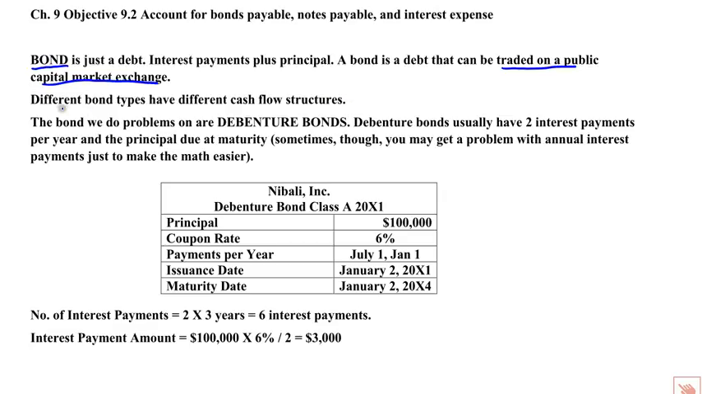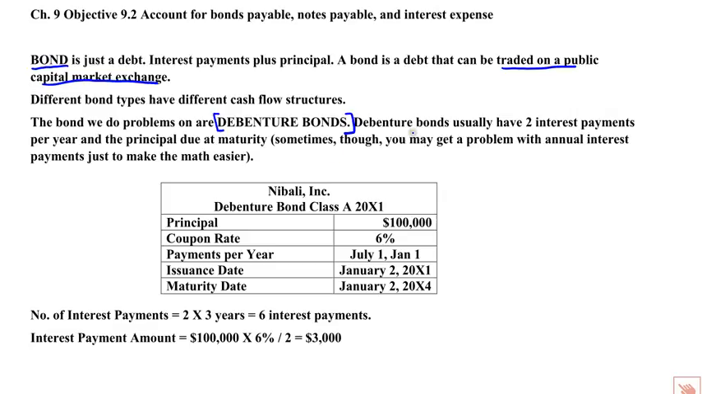Now, you may hear of different types of bonds like revenue bonds or sinking fund bonds. The bond's names often just describe the cash flows, how the cash is received or paid, or where the cash comes from. We're just going to focus on one type of bond. It's called a debenture bond. So a debenture bond is a bond that's backed by just the credit of the company.